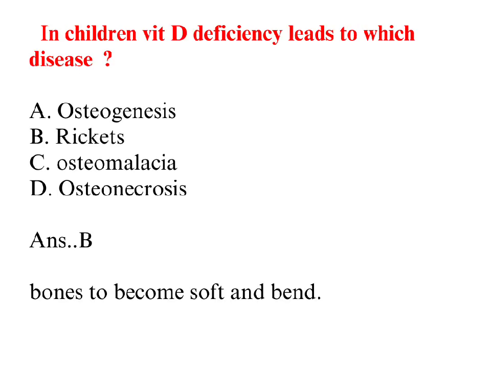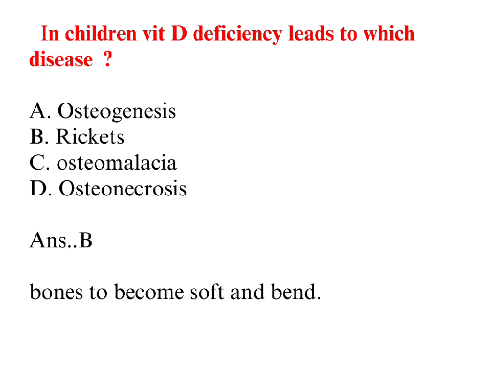Next question, in children vitamin D deficiency leads to which disease? Answers are A, osteogenesis, B, rickets, C, osteomalacia, D, osteonecrosis. We will see one by one. A, osteogenesis. What is osteogenesis? It is a genetic disorder affecting the bone. Okay, that is not correct. B is rickets. Vitamin D deficiency in children is called rickets.